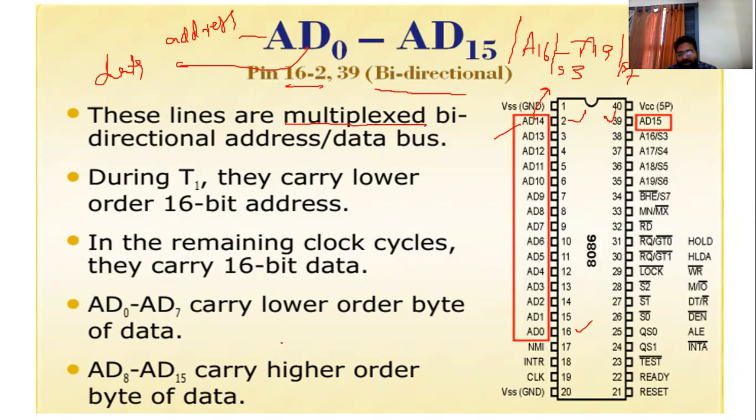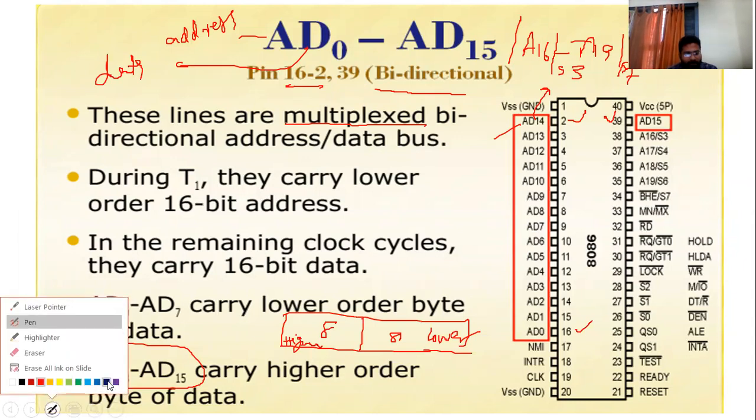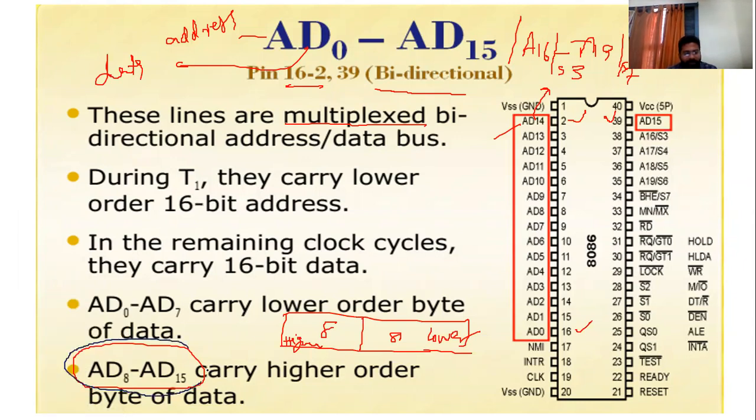These are the 16 bits, so 8 bits and 8 bits of data. Out of the 16 bits, this is the lower order and this is the higher order. You see this AD? AD8 to 15 indicates the higher order. Then what is the lower order? AD0 to AD7 is the lower order.